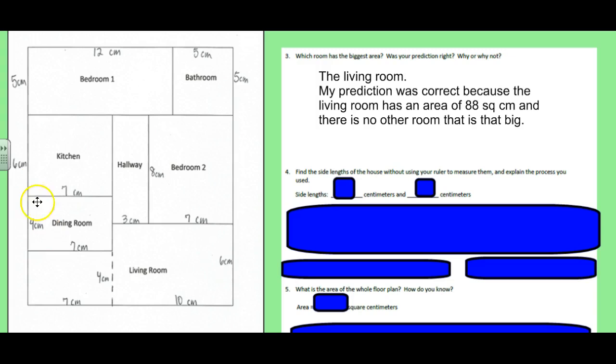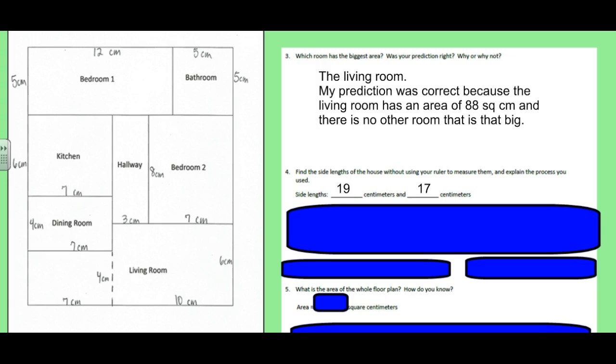And you are not going to use a ruler, so you're going to have to use the side lengths that we have here for the rooms to help you find the entire length of one side and the entire length of another side. And then in this space on your problem set, you're going to have to explain the process you used, meaning what problems did you use? What numbers did you add together to help you find those side lengths of the house? Whenever you're ready to check your answer, you can push play.